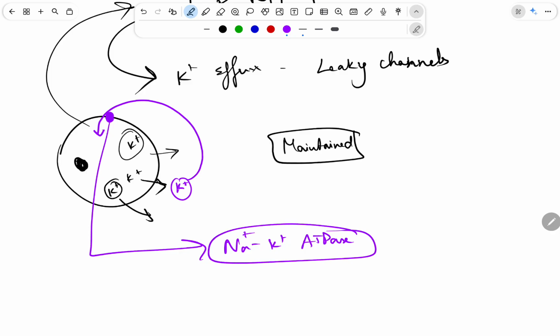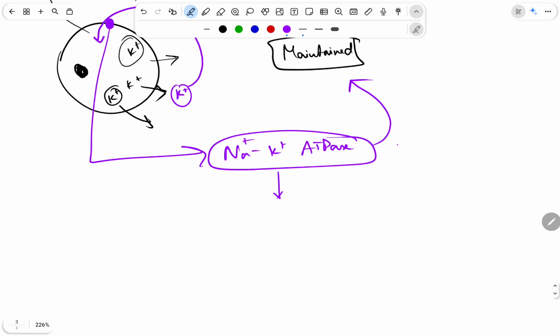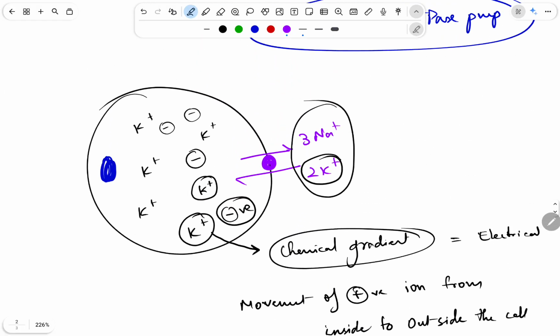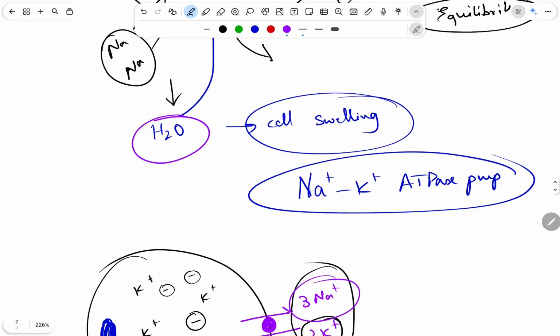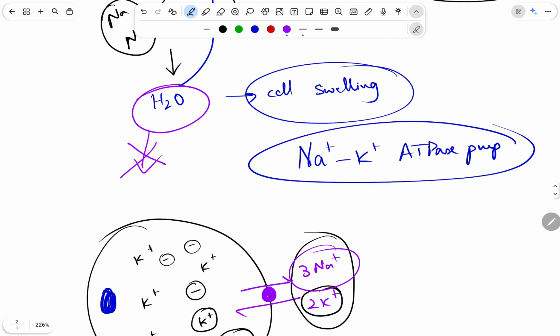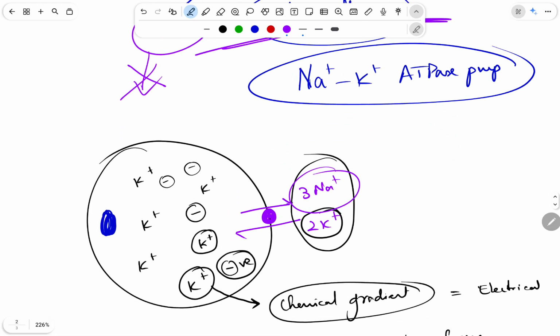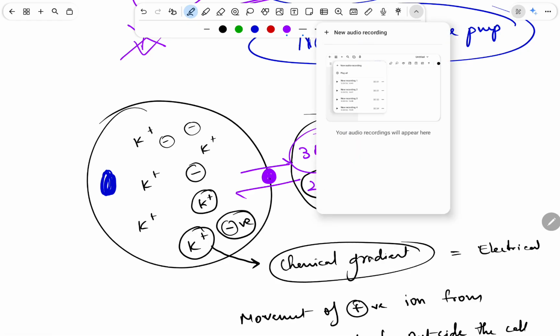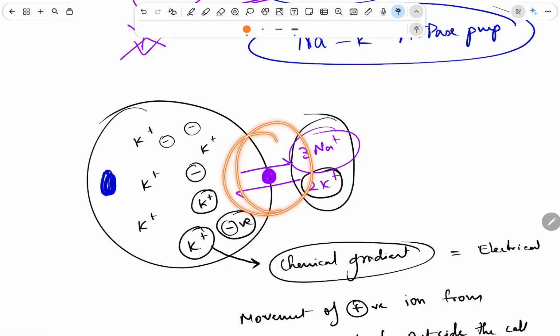So it is providing the inside of the cell with more potassium to push it out. Simple. So this will cause maintenance of the RMP. Then what is the primary function of sodium potassium ATPase? As we discussed here, sodium carries water. It has to be stopped because it causes cell swelling. If you want to remove sodium, you have to activate the sodium potassium ATPase pump.